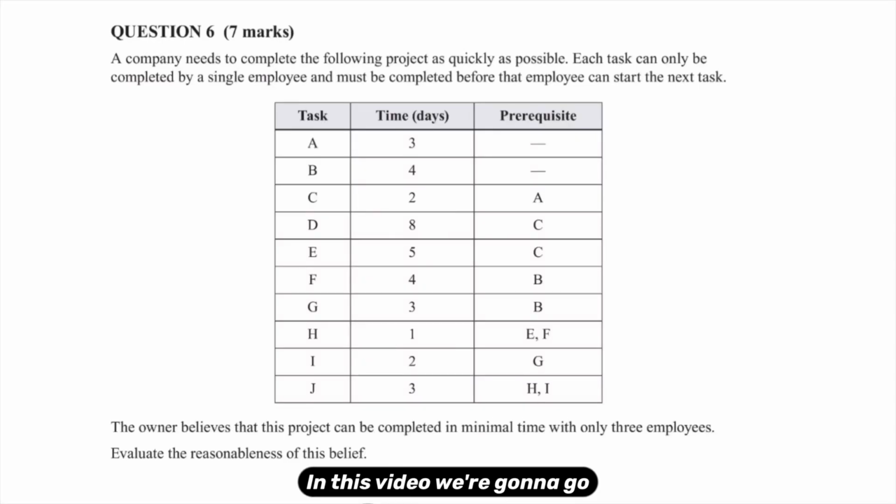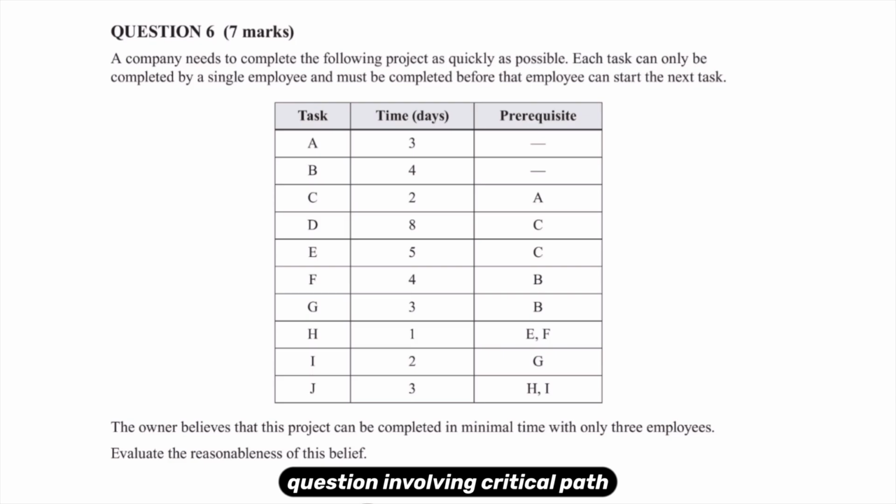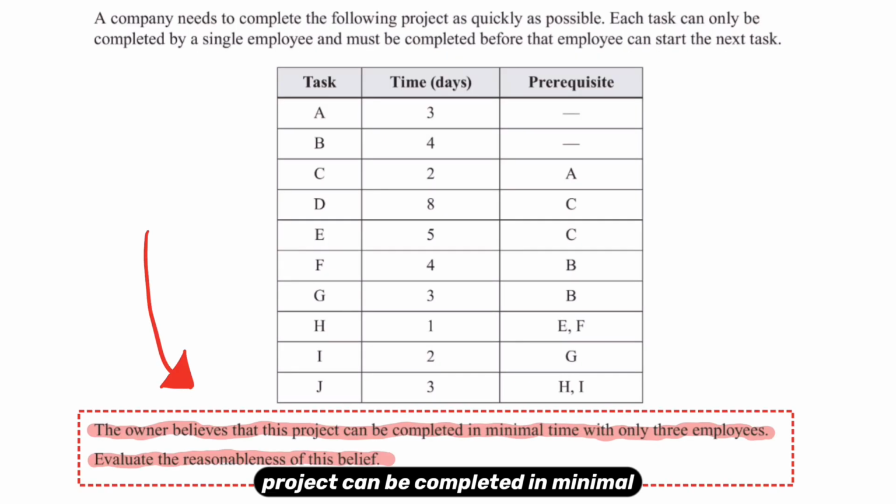In this video, we're going to go through a complex unfamiliar question involving critical path analysis. We've got a company that needs to complete the following project as quickly as possible. Each task can be completed by a single employee and must be completed before that employee can start the next task. We've got a precedence table here, and the owner believes that this project can be completed in minimal time with only 3 employees. We've got to evaluate the reasonableness of this belief.